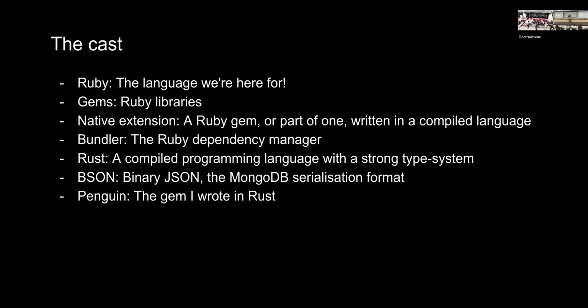BSON or binary JSON is the serialization format that MongoDB uses. And the last one is Penguin, which is the gem that I wrote in Rust. And I'll touch on that name in a second.